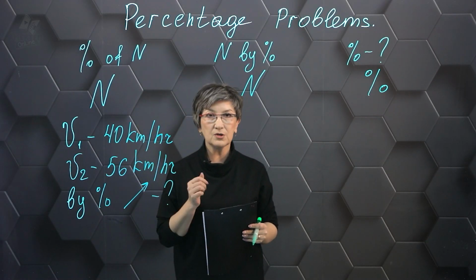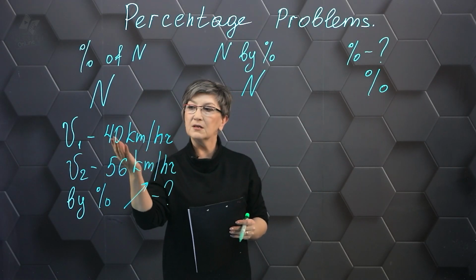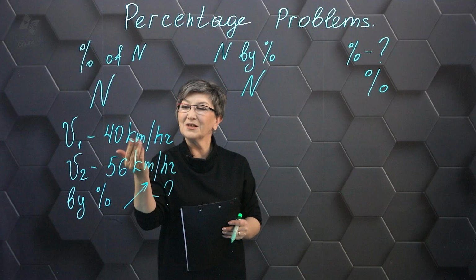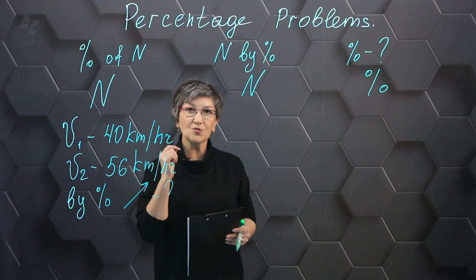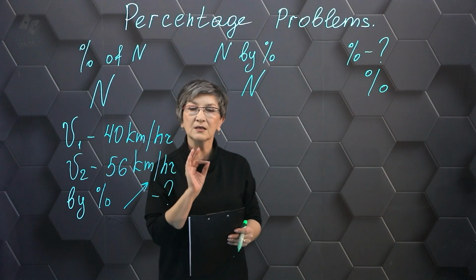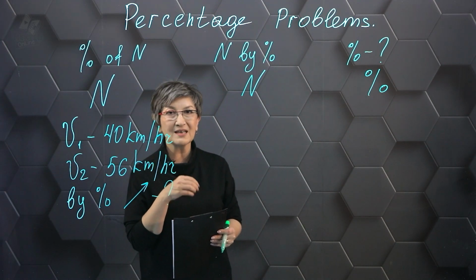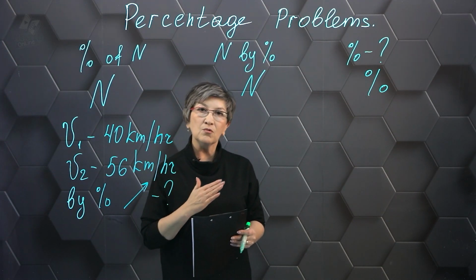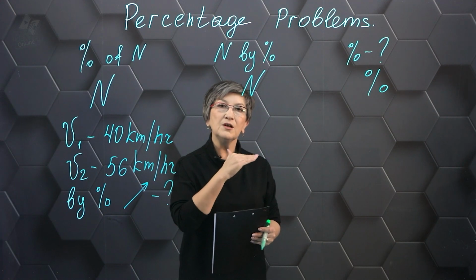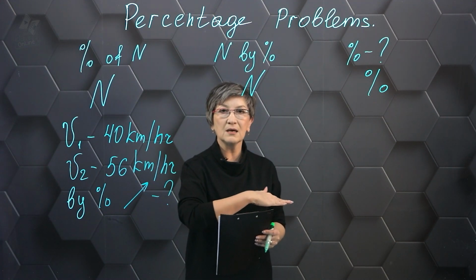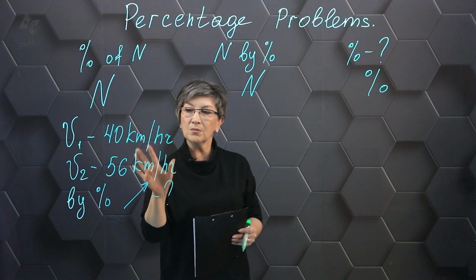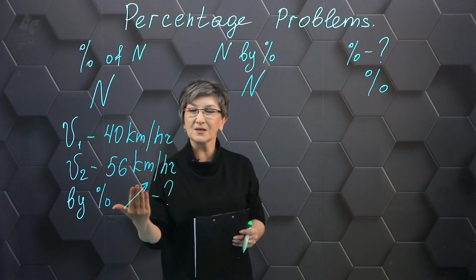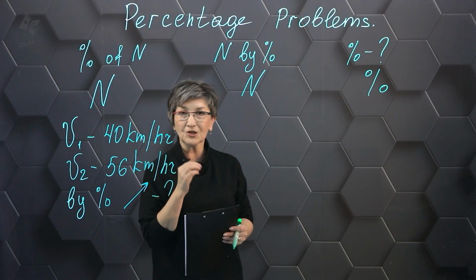Why do I say increased? Obviously, if the speed was 40 kilometers per hour and became 56 kilometers per hour, it is clear that the speed has increased. Of course, some problems will ask you to answer whether the percentages have increased or decreased. But for now, we take the task where it is obvious that they have increased. So how to find the given percentages?